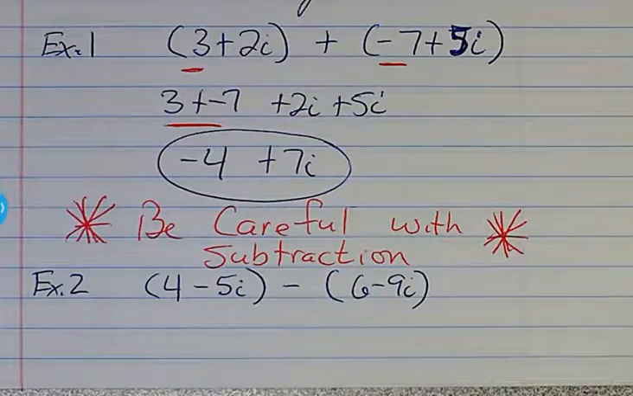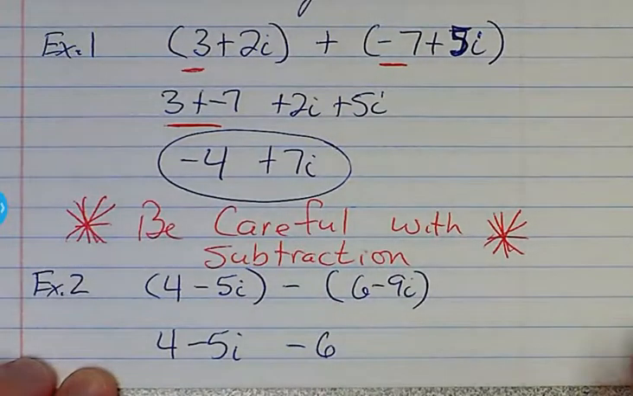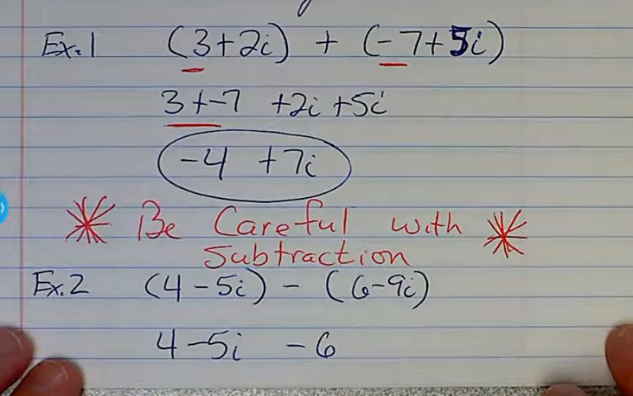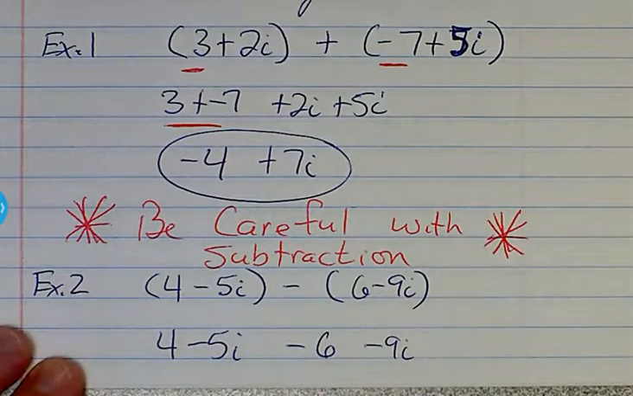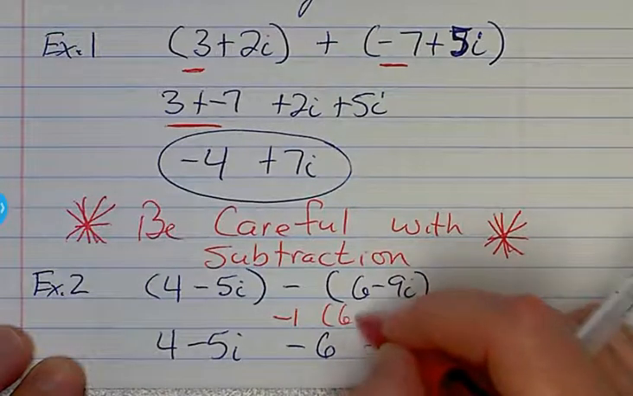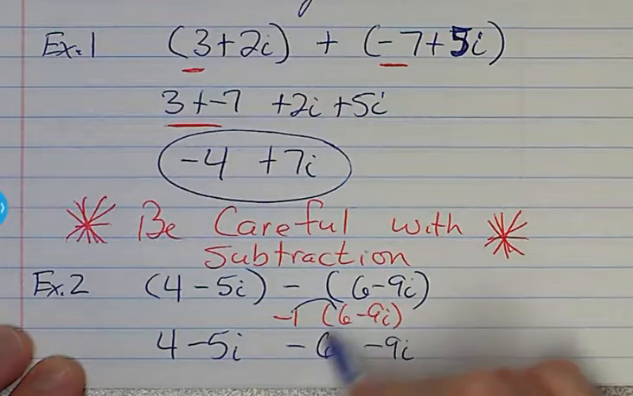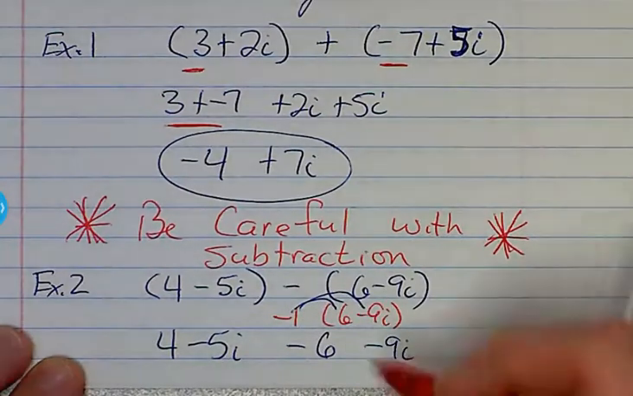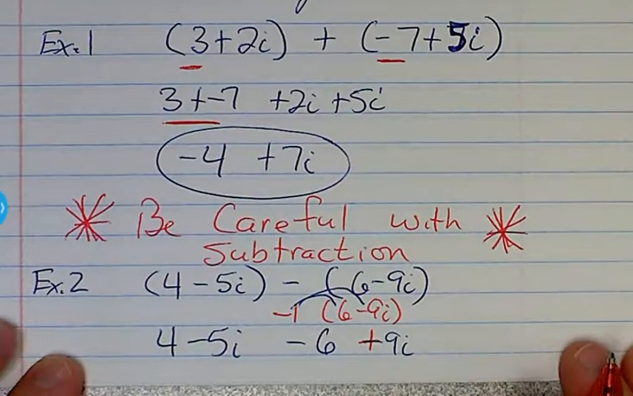Okay, now here's where you have to be careful, because most everybody will see that this is 4 minus 5i. They'll do minus 6. Here's the spot where a lot of people make their mistakes. They'll change the sign of the 6, but they won't change the sign of that second number. What you have to think about is that this is negative 1 times 6 minus 9i. So you're doing negative 1 times 6 to make that negative. You're doing negative times negative, so that's going to make that a positive. And that's the one little thing that sometimes people will forget to do.